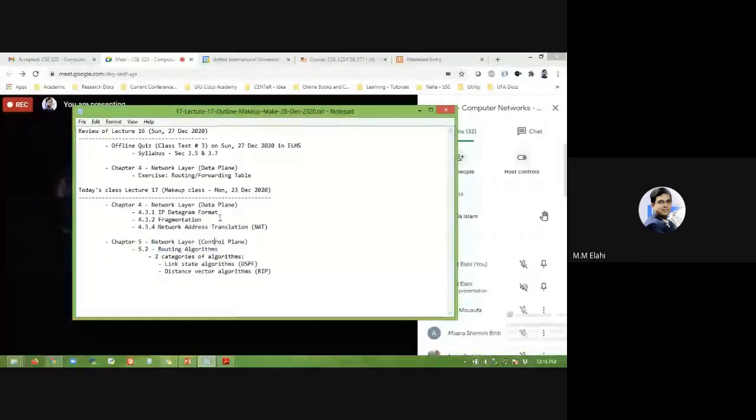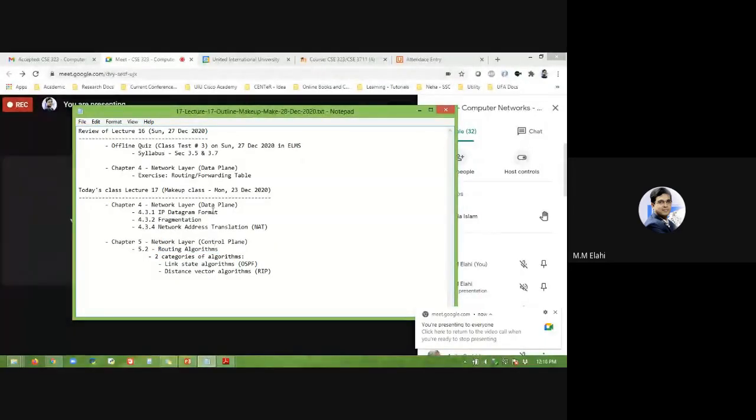So as we said, today we'll cover some subsections from chapter 4, that is 4.3.1, that is about the IP datagram header format. Then 4.3.2, a process called fragmentation. And then 4.3.4, that is, 4.3.3 is not necessary. So 4.3.4, that is network address translation. And we'll start chapter 5 if we have time today. If not, then we'll start chapter 5, that is routing algorithms, in the next class.